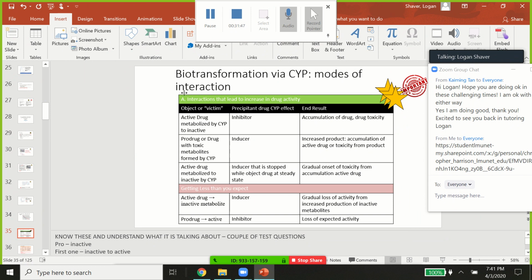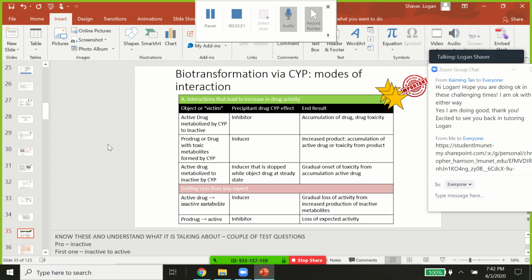So how it's separated is this A section is things that lead to an increase in that particular drug activity that's in this left column here. And then this bottom right, this red part, is where you get less. So this would be a decrease in drug activity instead. And I'll just run through a couple of them. So say you have an active drug that's metabolized by the CYP. CYP is basically a protein complex that typically breaks down drugs.